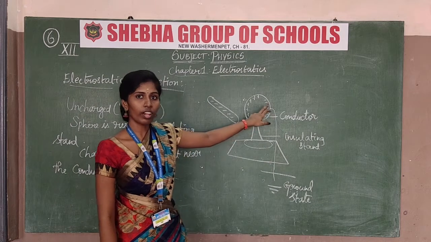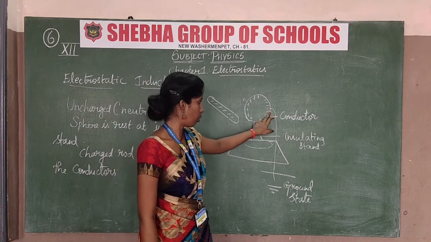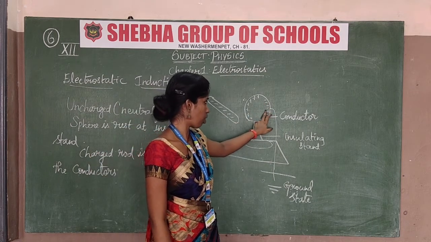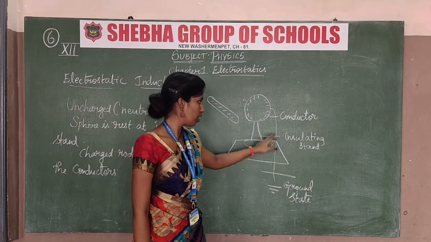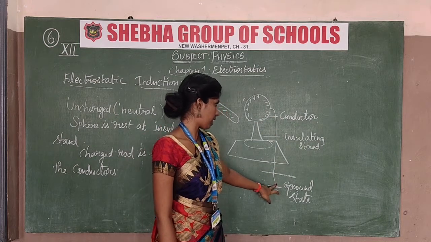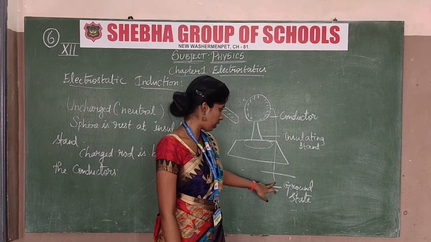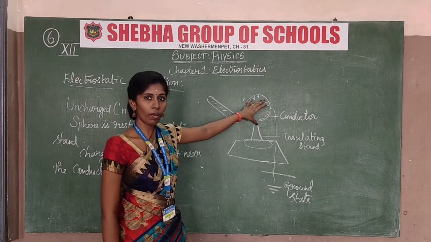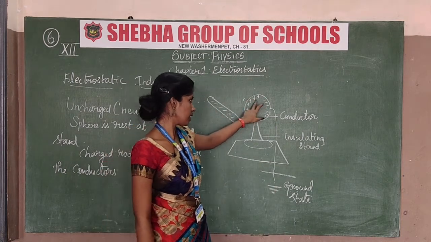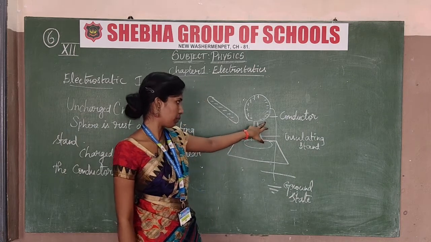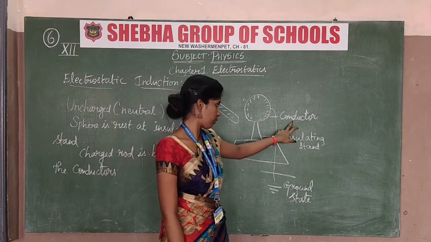What have we done with the wire? We have plugged it in here. So what happens to this negative charge? When we switch on, this negative charge goes to the ground state. It will be transferred into the ground state, so only the positive charge will be inside the surface of the metallic sphere. It's a conductor.